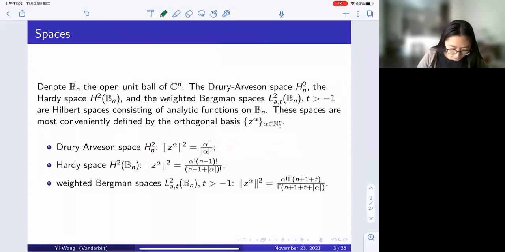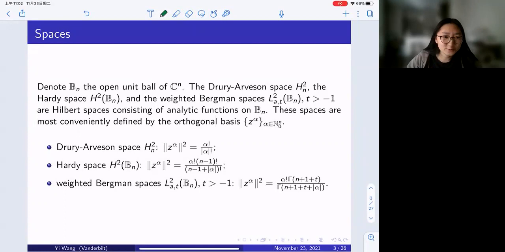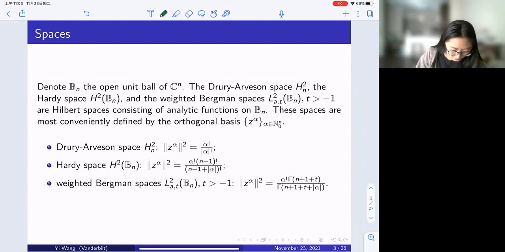So to begin with, let's define the spaces. And I want to thank Michael and Jörg for giving a good introduction to the Arveson space, and also the universal property of it. So here I will just be lazy and introduce the spaces in the easiest way, by the expansions. There are three types of spaces we consider today.